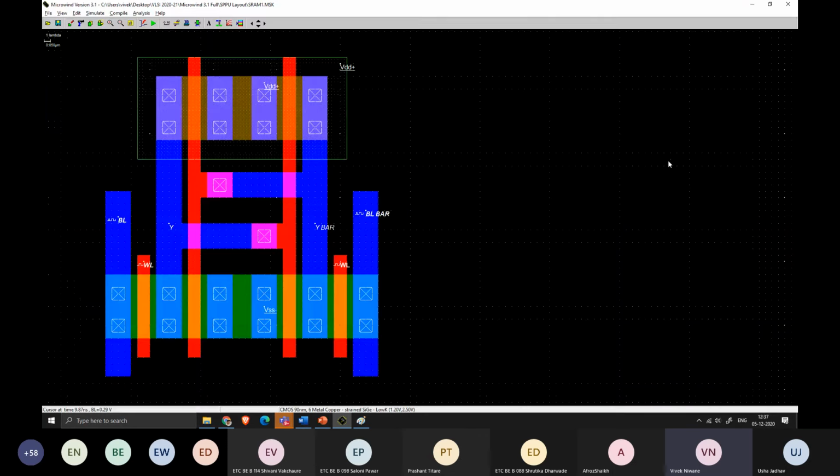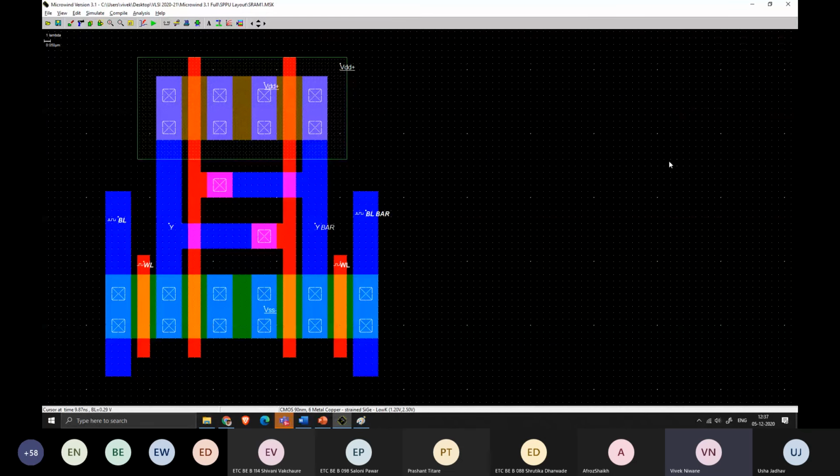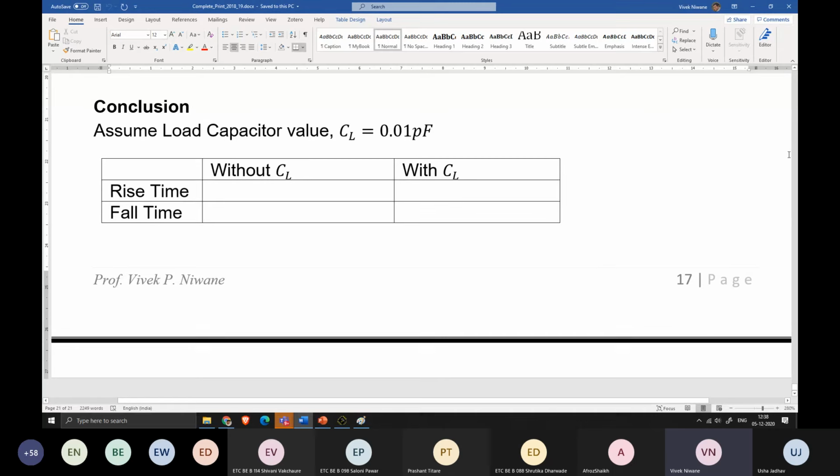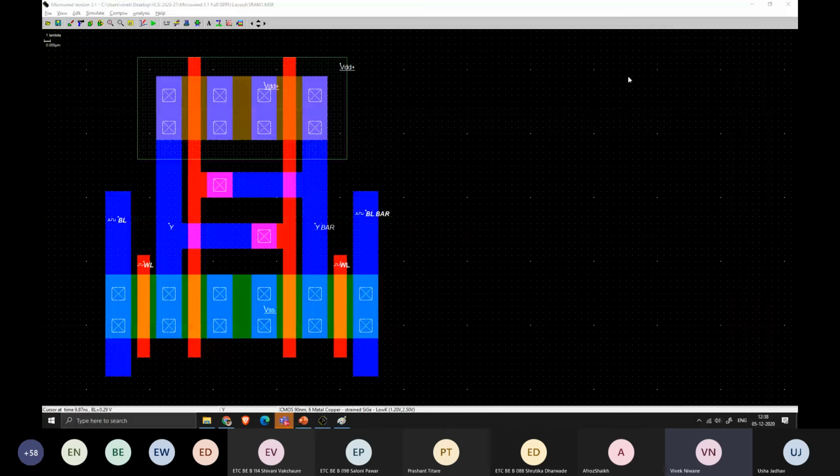Okay, so the SRAM cell takes a lot of time to draw the layout. Okay, and that is the hardest experiment to explain as well. Okay, layout draw करने के लिए भी time लगेगा और explain करने के लिए भी time लगेगा. So this is all from my side. Let me have some questions from your side, if at all you have.